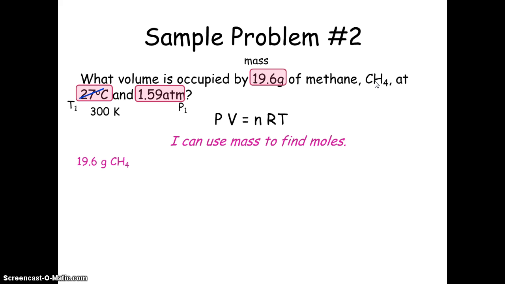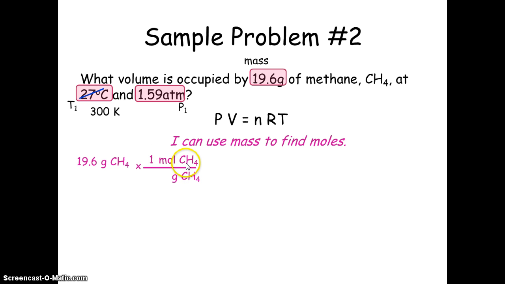So to set this up, we start off with 19.6 grams of methane. We want to set up our dimensional analysis. Remember, if we've got grams on top, we're going to put grams of methane on the bottom, converting from grams of methane to moles of methane. And whenever we want to go from grams to moles, we're going to use the molar mass.